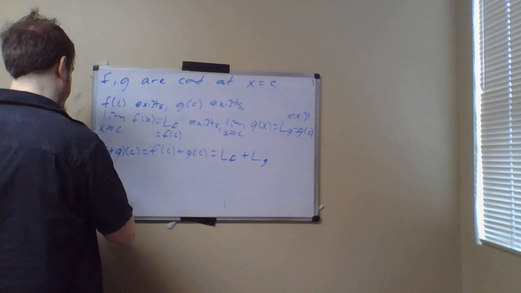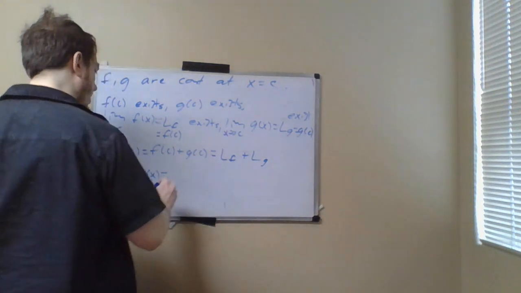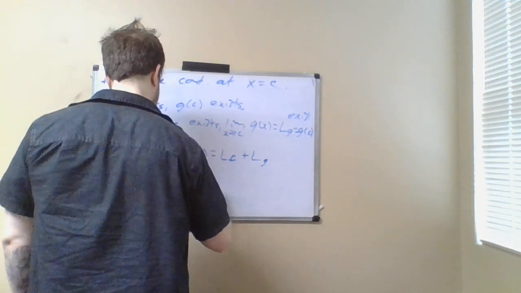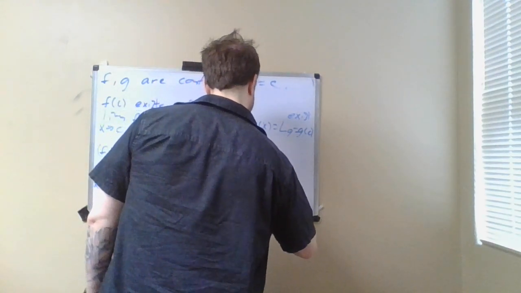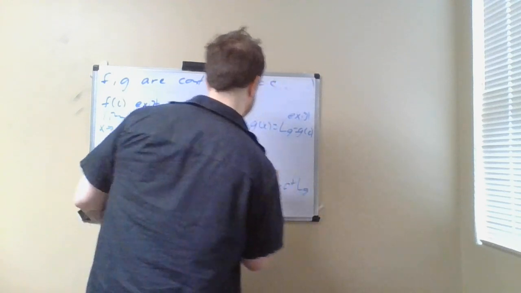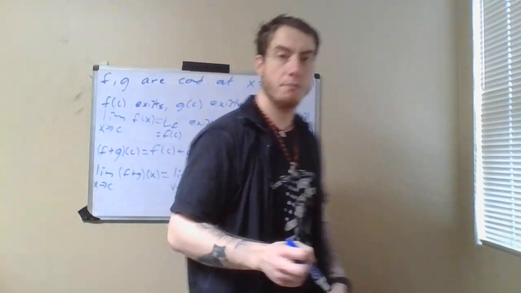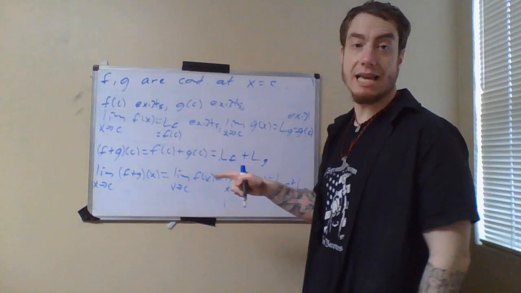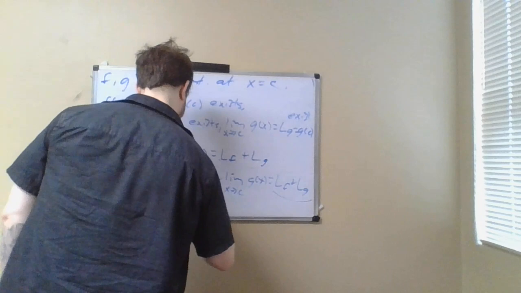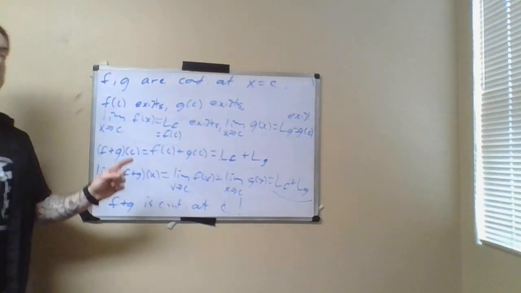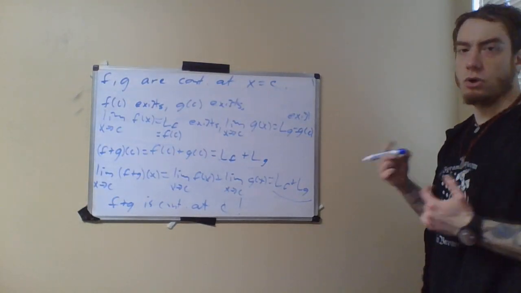Also, the limit as x approaches c of f plus g of x, well, this is equal to the limit as x approaches c of f of x, plus the limit as x approaches c of g of x, which is LF plus LG. The limit exists, the function exists, and they both came out to the same number. That means that f plus g is continuous at c. Okay, so that is a nice result. We can now say if I have two continuous functions, then their sum is also continuous.